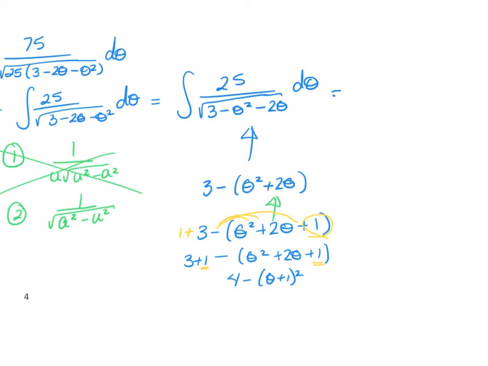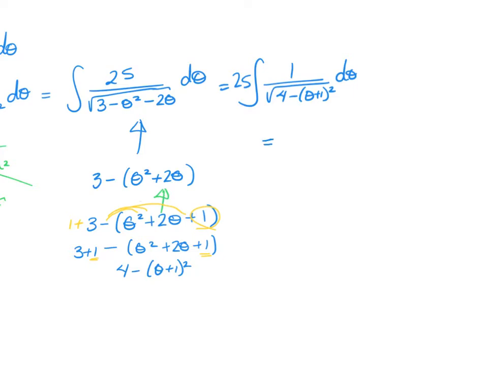So with that in mind, this is equal to 25. Actually, I'm going to take that 25 out. So 25, 1 over the square root of 4 minus something squared d theta. Now it does match the pattern that I want, so I can find the derivative of that. So I'm going to stop and ask you, what kind of questions do you have for me so far?